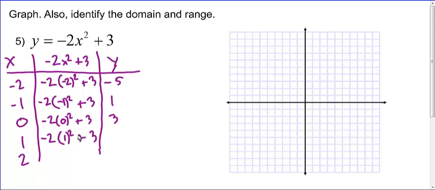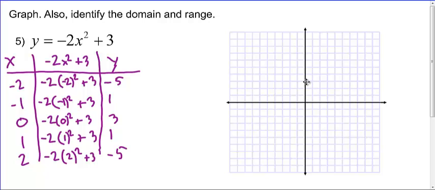And then we'll continue on. Negative 2 plus 3 is negative 1, and I didn't write my negative right there. Oh, that's because it's positive. That would be the reason I didn't write it. And that's also positive 1. And then we'll have negative 2 times 2 squared, which would be negative 8 right there, plus 3, or negative 5.